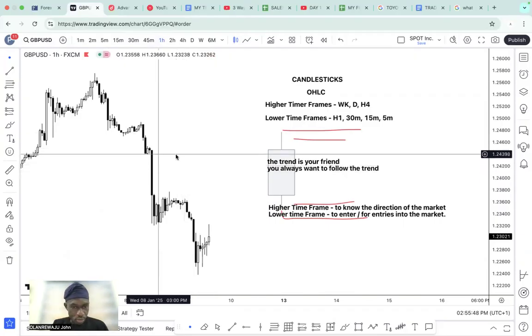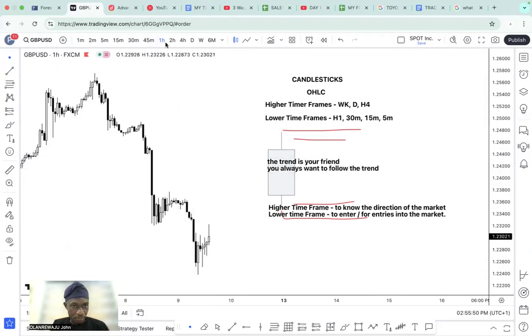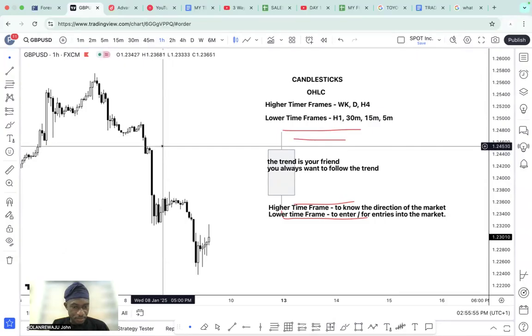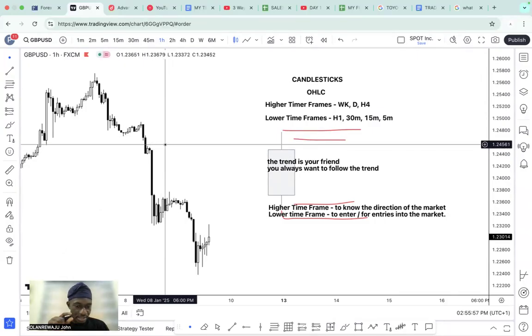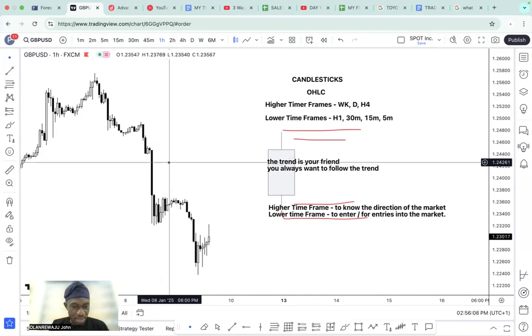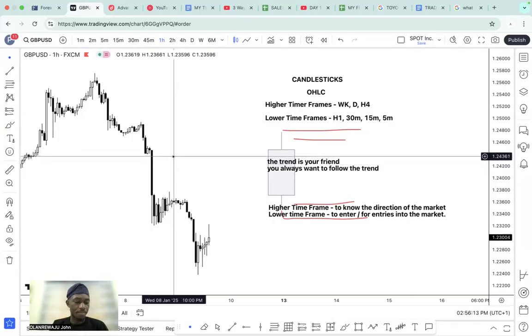So that is why when you look at this crosshair that I'm moving, this is the 1 hour time frame. You realize that as I'm moving it, the time you are seeing below here is the time that candle opened. So you realize that it changes per hour: 5 p.m., 6 p.m., 7 p.m., 8 p.m., 9 p.m., 10 p.m. That's because every new candle opens every 1 hour.